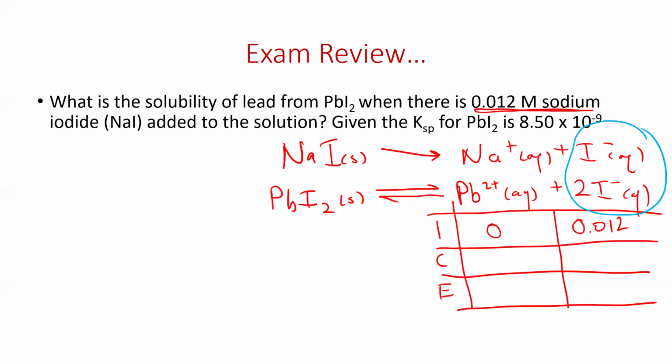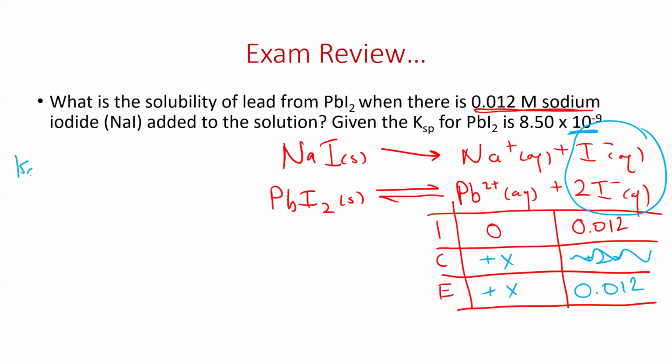Yeah, plus x here, and then sure, this would be plus 2x, but if we look at our Ksp, it's 10 to the minus 9, so we really can just ignore that and say our equilibrium will be the same as our initial concentration of iodide. So we're basically just going to solve for x. X is going to be our concentration of lead.